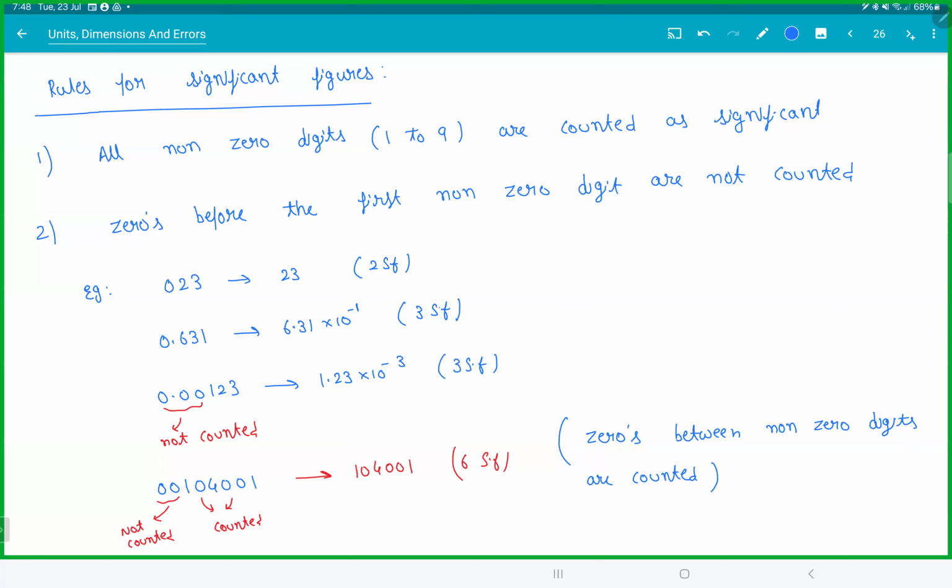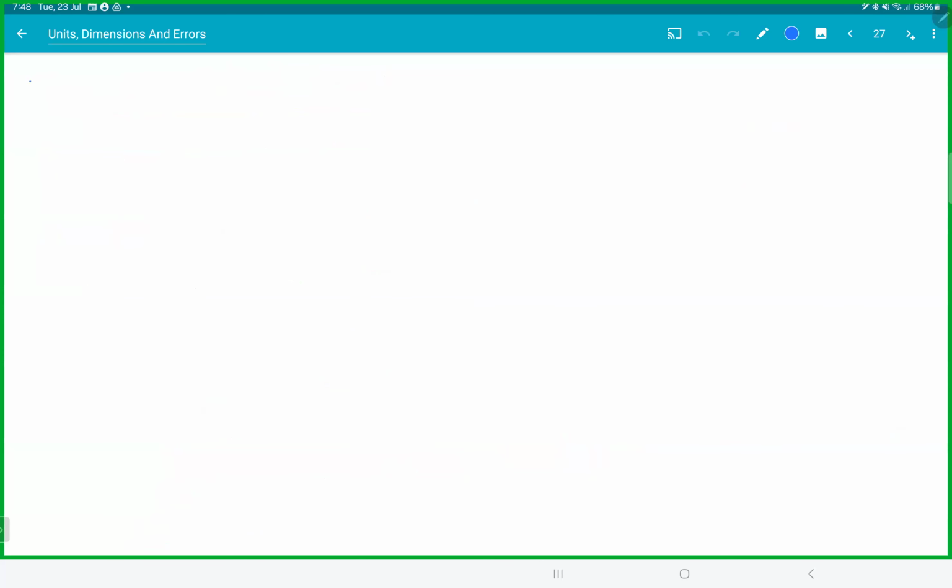Any doubts on this page? Clear? The third rule, this is the important one. Zeros after the decimal are important.